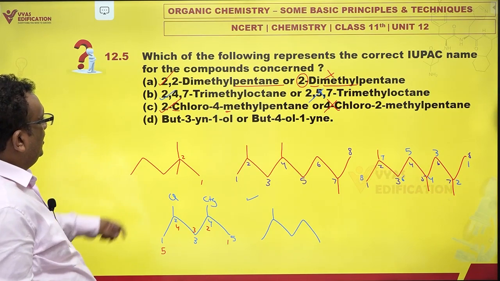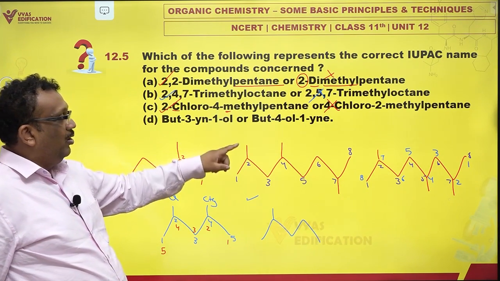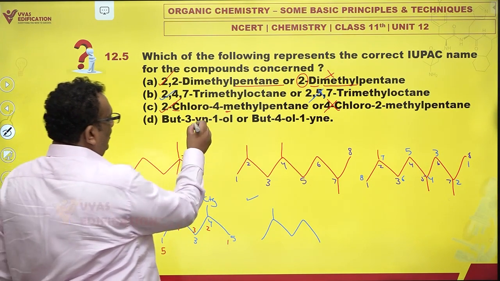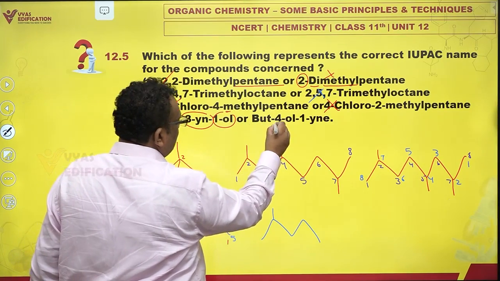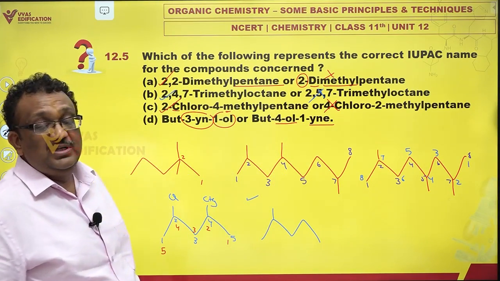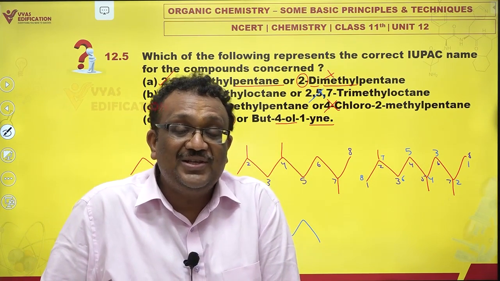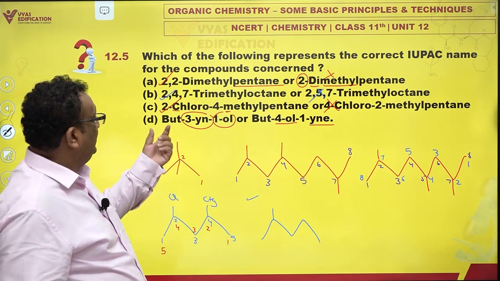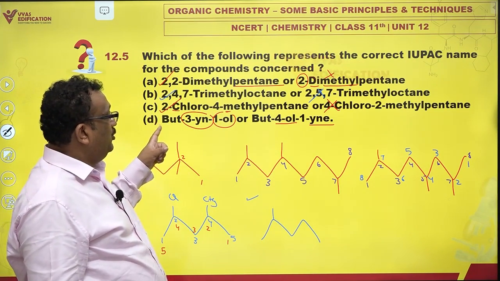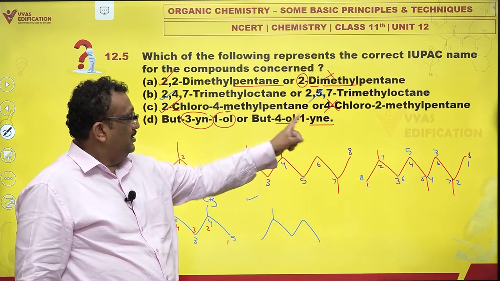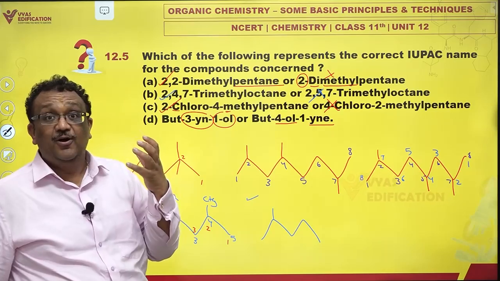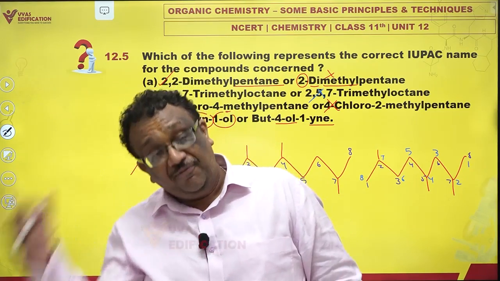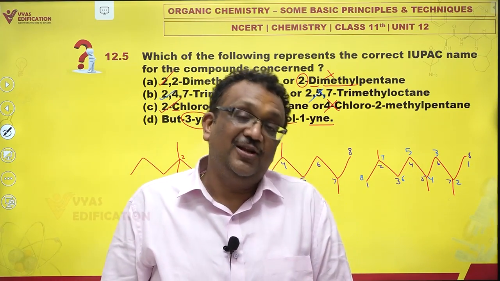The last and the least: but-3-en-1-ol and but-4-ol-1-ene. Now, there is ene and there is ol. What is the way? There is a primary suffix and there is a secondary suffix. Ene and yne are primary suffixes and they are attached to the word root. So with but, you should get ene, because but is the word root, and with the word root you get the primary suffix, which is ene or yne, and then after that comes the secondary suffix, which is the functional group.